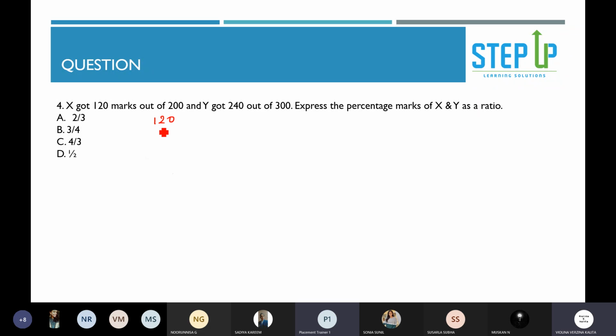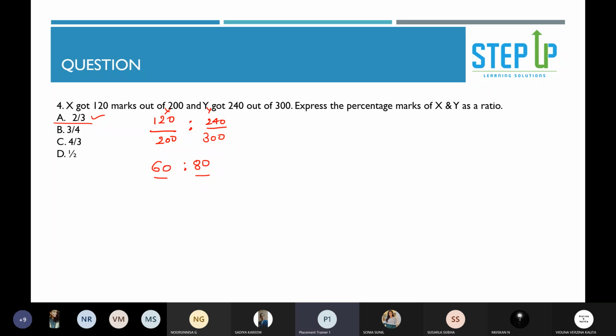X got 120 out of 200 and Y got 240 out of 300. So what percentage is this? Out of 200, if somebody is getting 120, it means 60%. Out of 300, if somebody is getting 240, it means 80%. So 60 is to 80 is what ratio? 2 is to 3. Yes, ma'am.